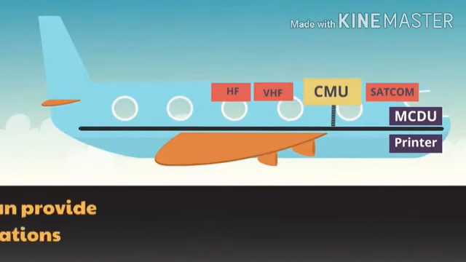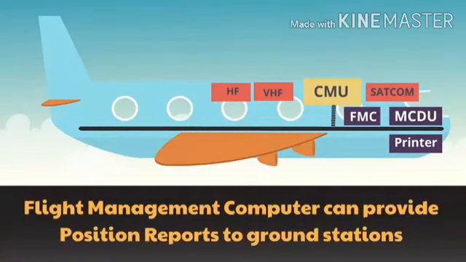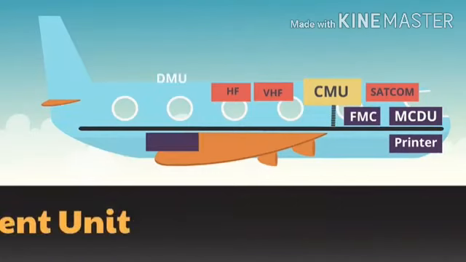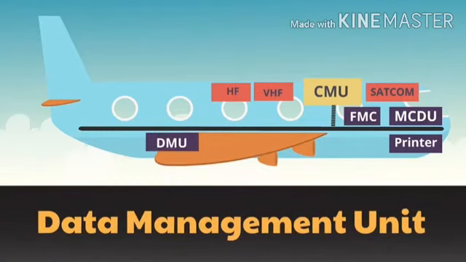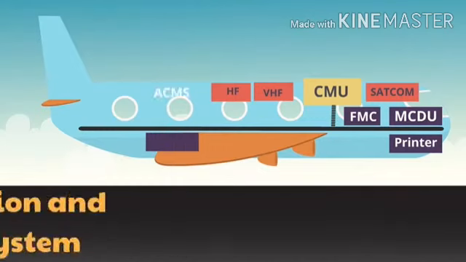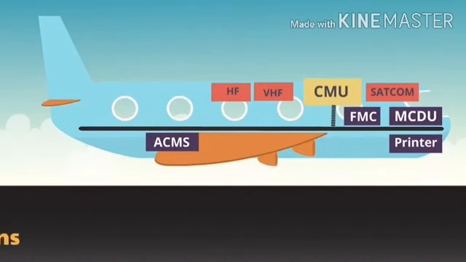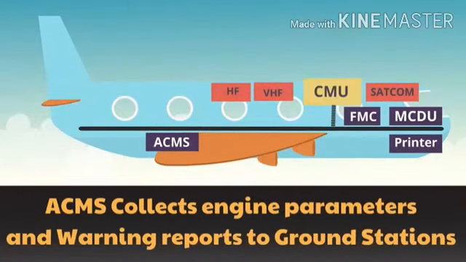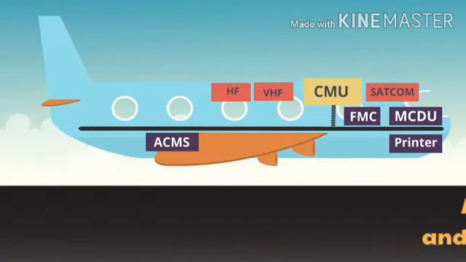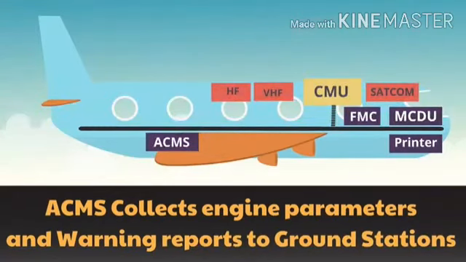Flight Management Computer, FMC, can also provide position report information to the ground for flight following. Data Management Unit, DMU, and Aircraft Condition and Monitoring System, ACMS, in the aircraft collect engine parameters for engine trend monitoring purposes. They can also send warning reports or respond to uplink queries. Usually, these equipments will trigger engine takeoff and engine cruise reports.